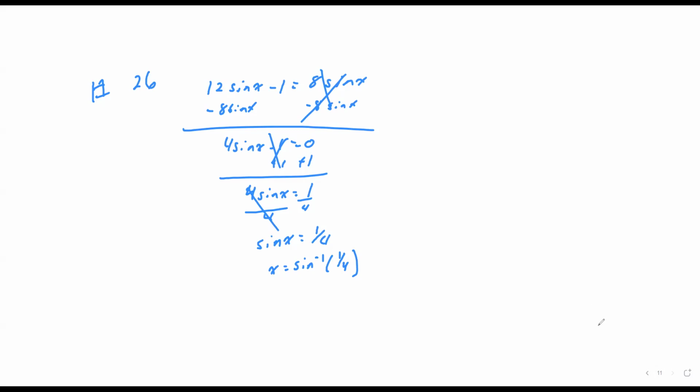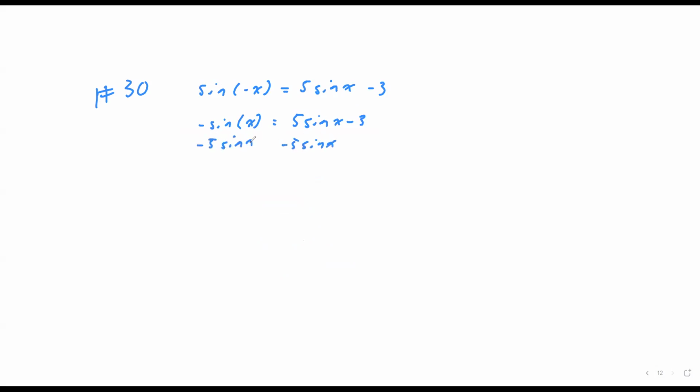All right, now we're going to look at number 30, and this will be the last of this set, and I'll try to show some different ones. This says sine of negative x equals 5 sine x minus 3. So in this one, you've got to remember your even-odd functions. So sine negative x is the same thing as negative sine x equals 5 sine x minus 3. Do the same concept. I guess it really doesn't matter. I'm just going to move my trig function to the other side.